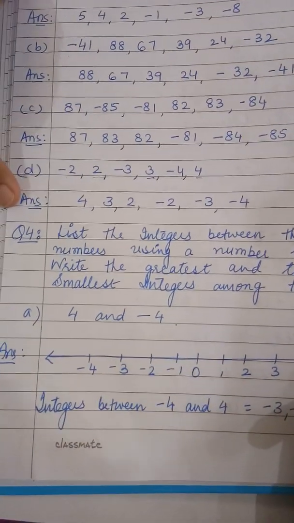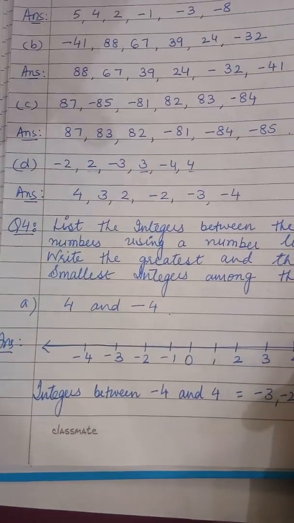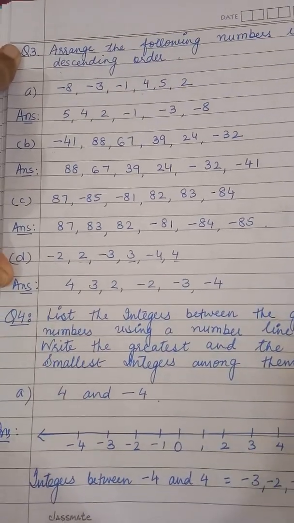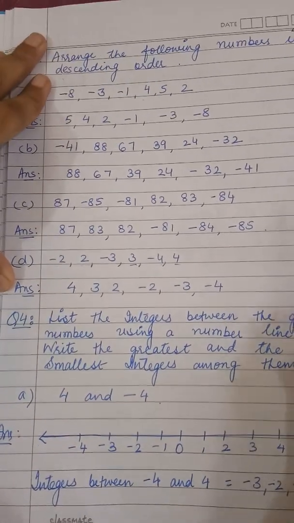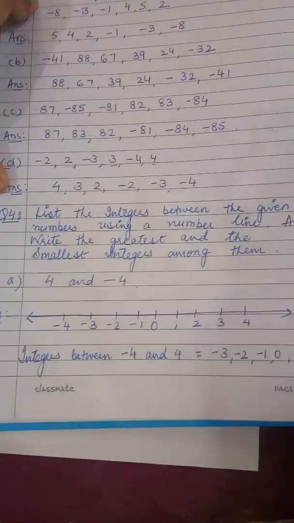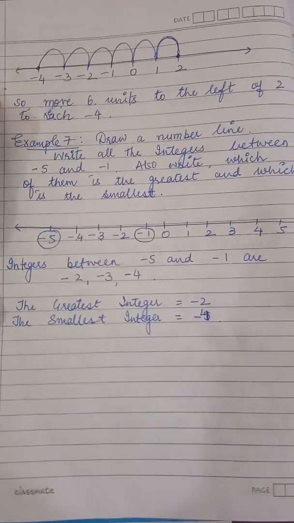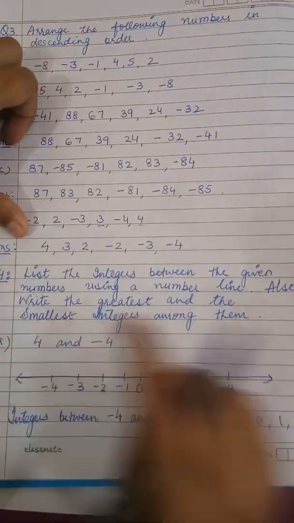So that's how you're going to do the questions of descending orders. The easiest way, again I'm saying, is that you have to firstly bifurcate the negative integers and the positive integers. Okay, now let's move to question number 4. This question number 4 is based on example 7. The way we have done example 7, similarly we are going to do question number 4.